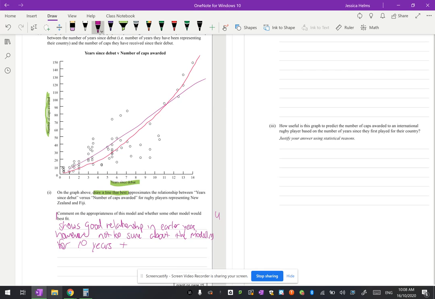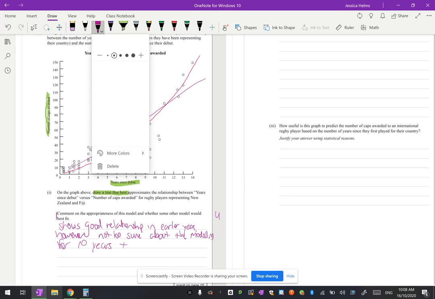But you can also say it looks like it's really quite close to the mark in these earlier years, especially around here, 1 to 2 years, it's quite effective. But it does sort of splay out a bit throughout here. So you can talk about that as well.